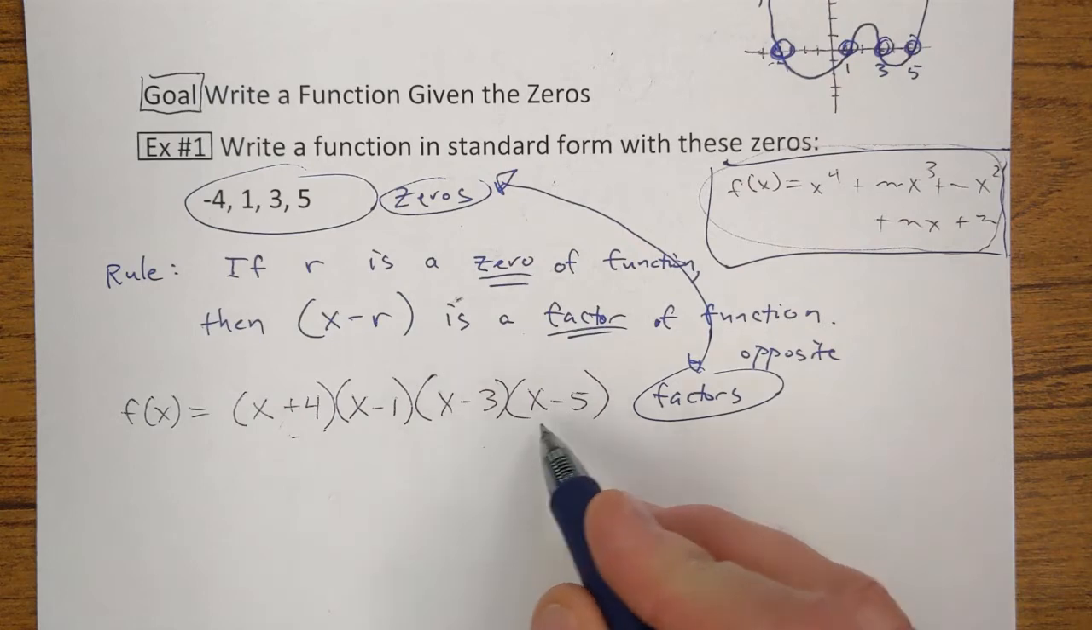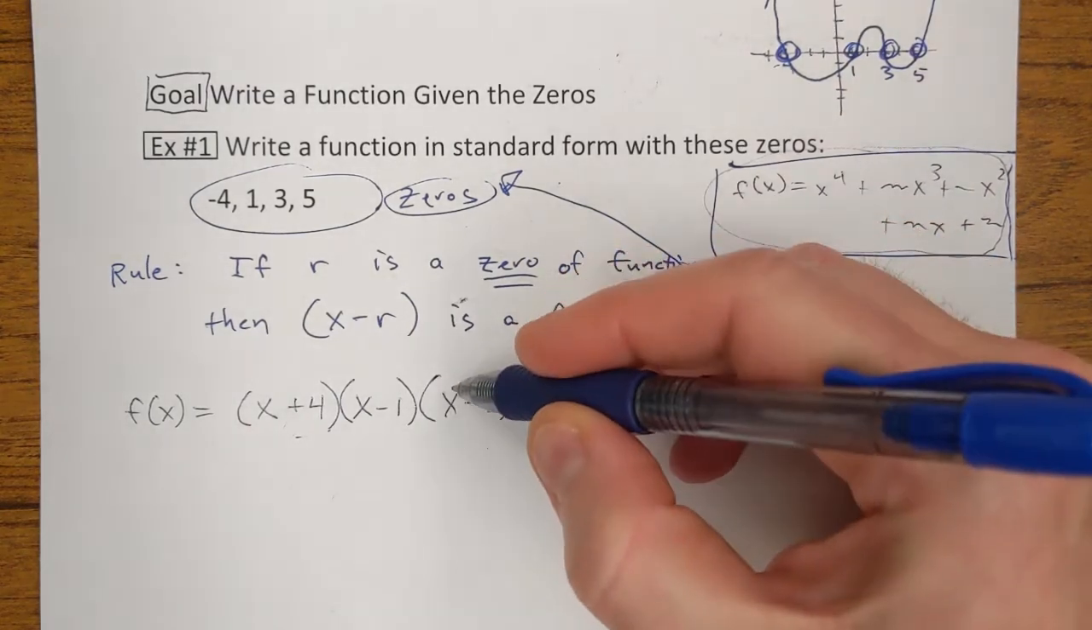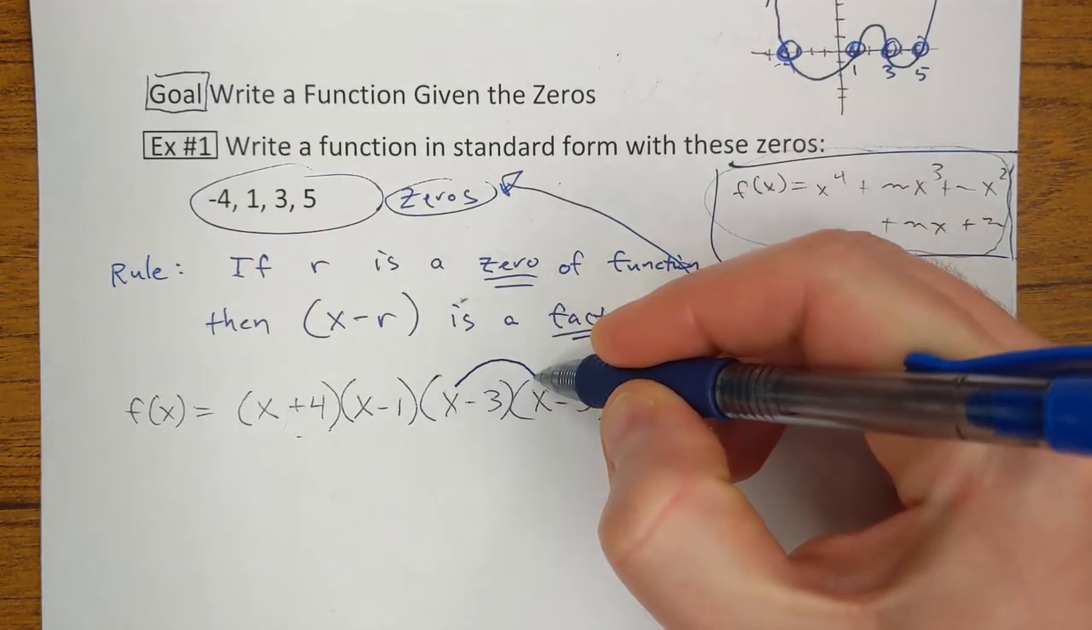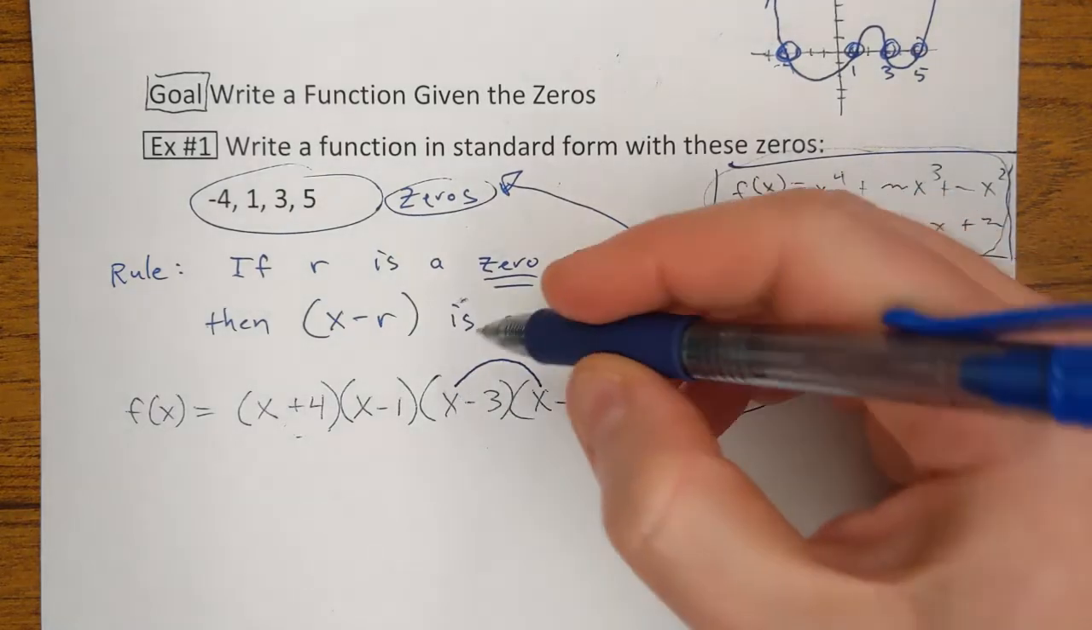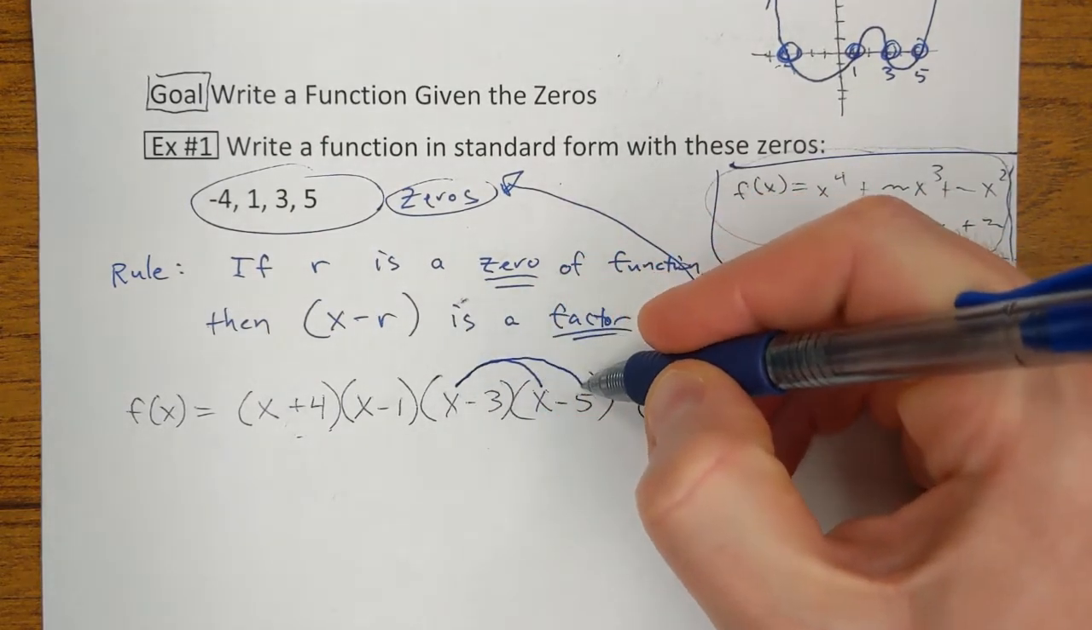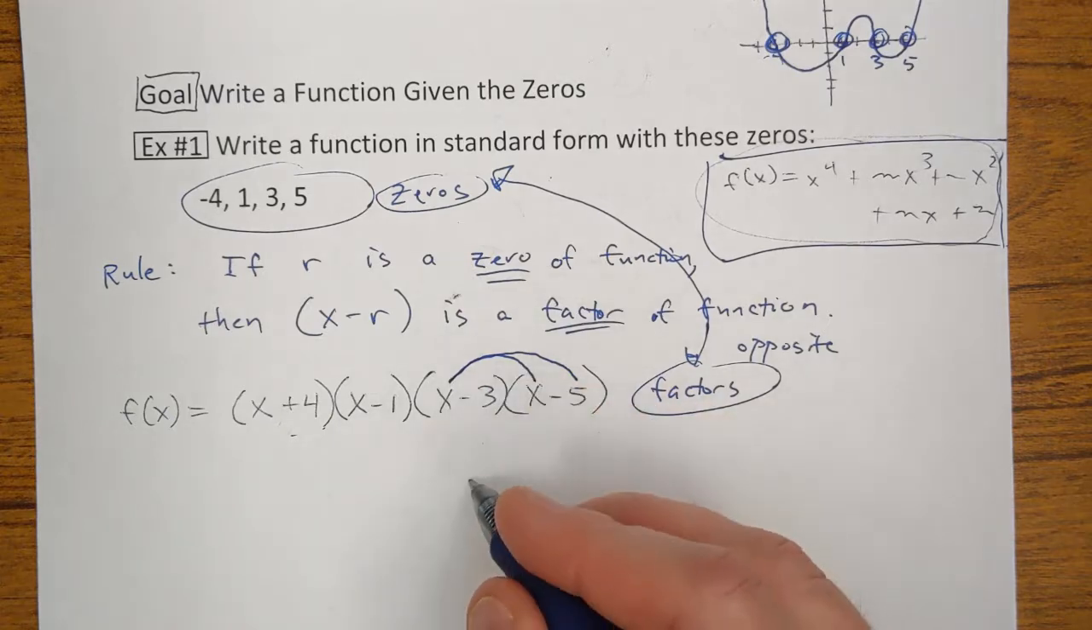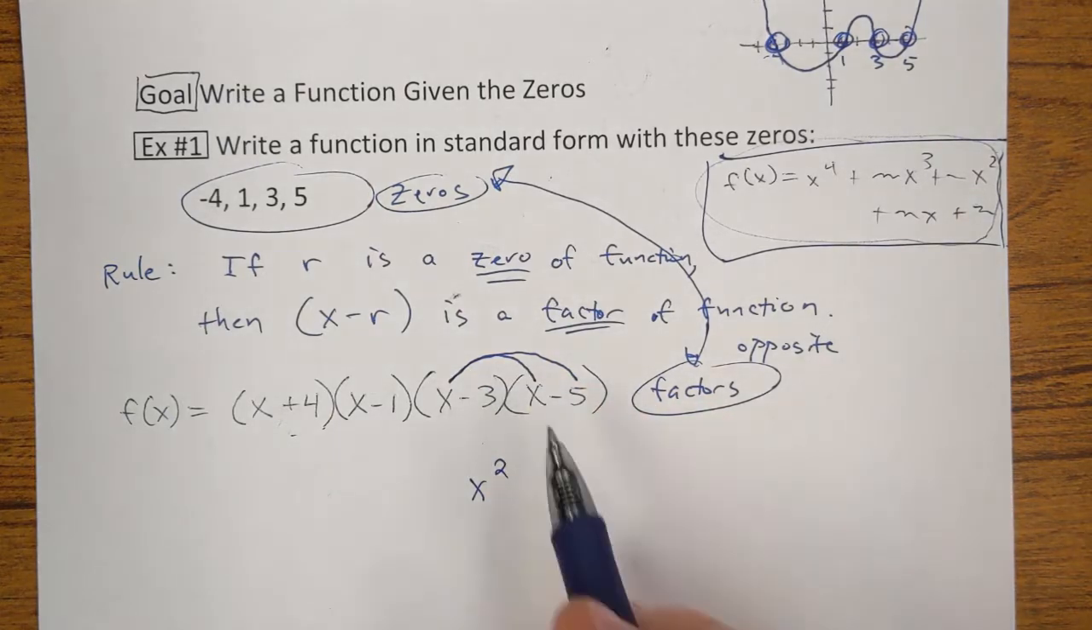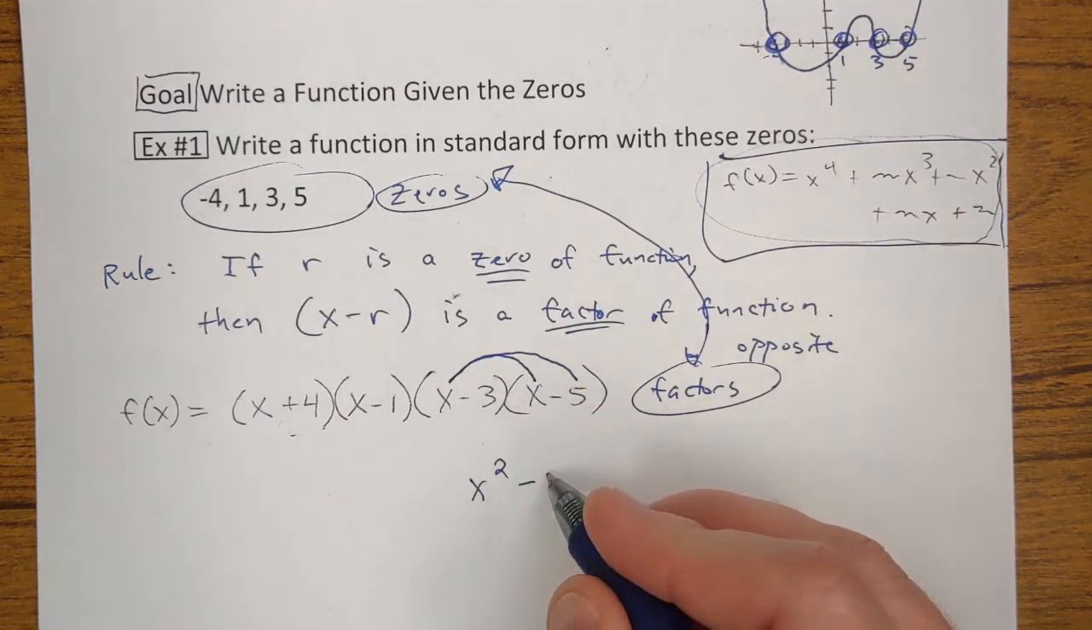So I'm going to times x minus 3 times x minus 5. Listen, this is called the FOIL method. I'm going to take this x times this x, and I'm going to take this x times the -5. Now remember, x times x, we just practiced this. That's x squared. X times -5 is -5x.